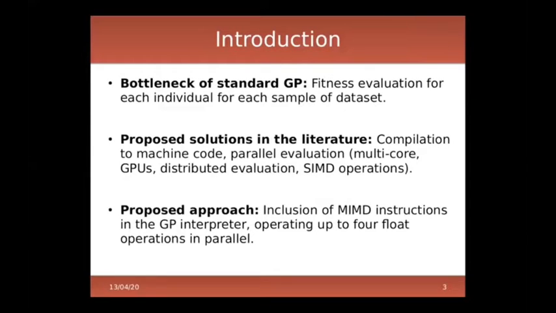So the main bottleneck for standard GP is the fitness evaluation. We have to evaluate each individual on each dataset case, and depending on the population size and also on the number of fitness cases, it may take a lot of time. There are many proposed solutions that try to speed up this process. Most of them rely on the parallel evaluation of individuals, using, for example, multi-core, GPUs, or distributed evaluation. There's also the use of SIMD operations, which are single instruction on multiple data. So we operate an instruction on more than one data at once.